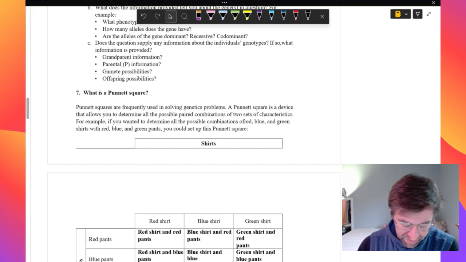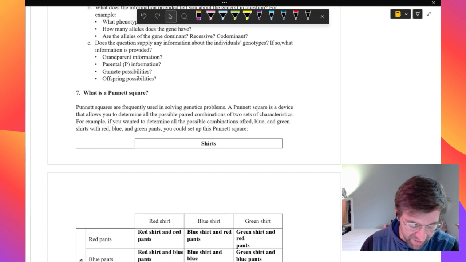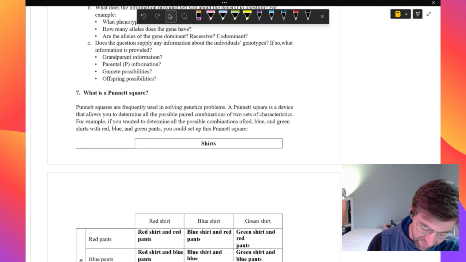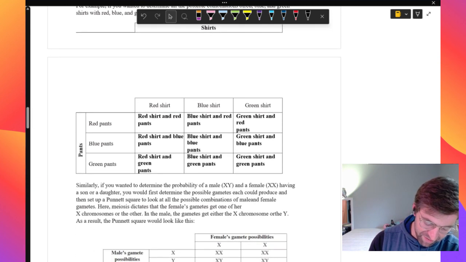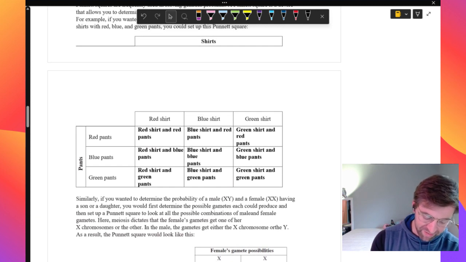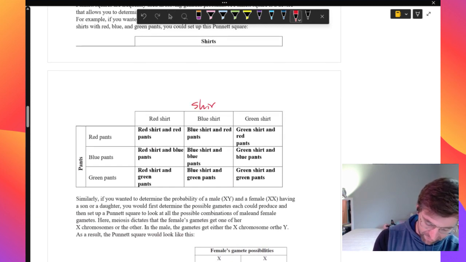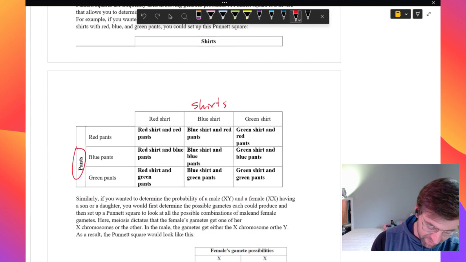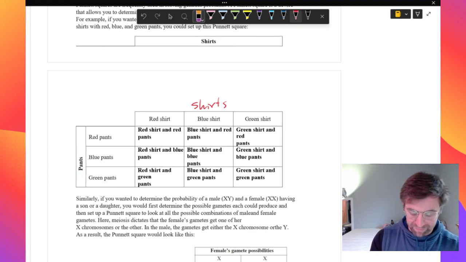Punnett squares are frequently used in solving genetics problems. A Punnett square is a device that allows you to determine all the possible paired combinations of two sets of characteristics. For example, if you wanted to determine all the possible combinations of red, blue, and green shirts with red, blue, and green pants, you could set up this Punnett square. So shirts up top, pants on the left.